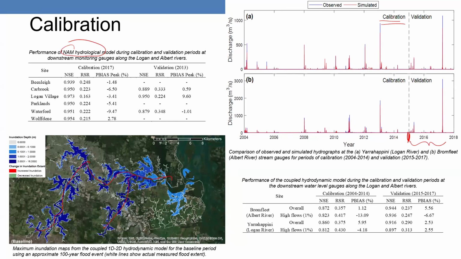What are the white lines over here? The white lines over there are from the satellite image for the flooding. The blue colors are from our model result. So we compare the blue shade and the white lines. They are in reasonably good agreement, actually very well, except this area.